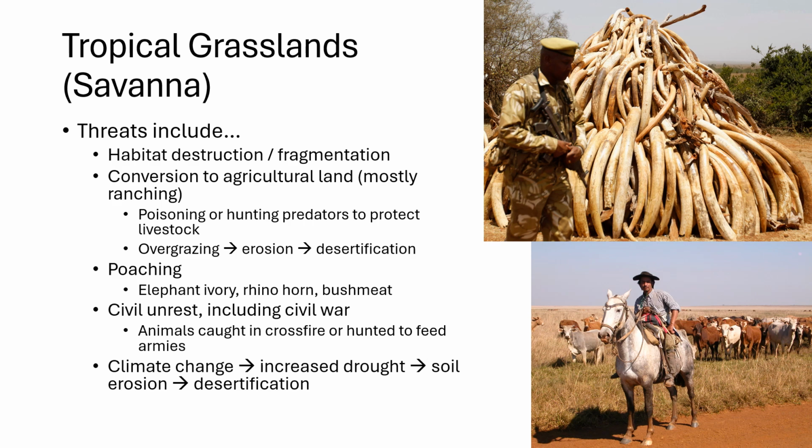Okay, there are a lot of threats that tropical grasslands face. Habitat destruction, fragmentation, conversion to agricultural land. You see that throughout many different biomes. But one of the unique things with the savanna is the presence of large predators.